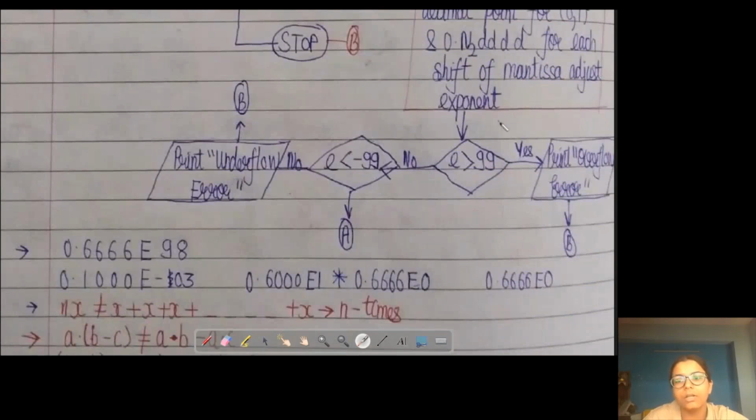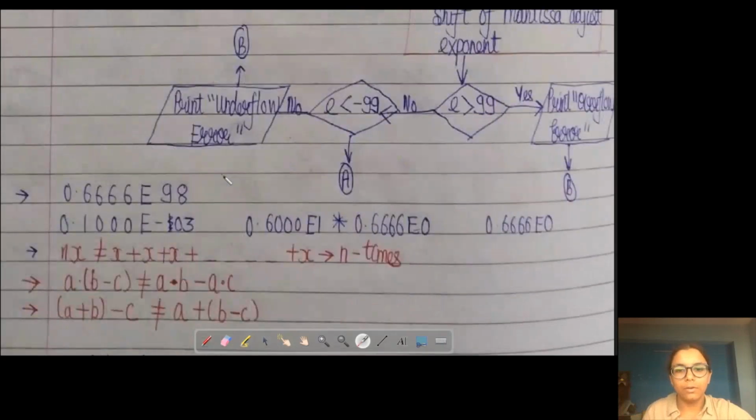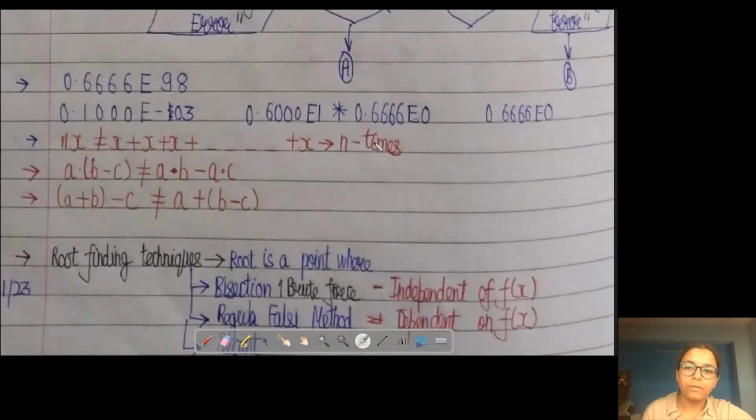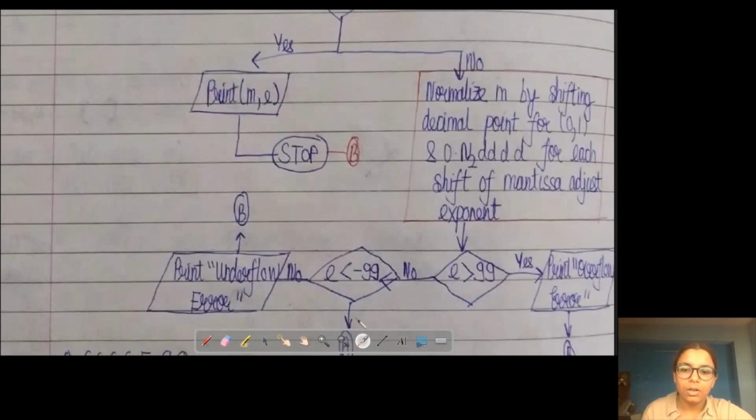Now, if the exponent is greater than 99, again we have to print the overflow error. And if it is not greater than 99, it might be less than minus 99. In that case, we would just print the underflow error, and that's how we would go for the multiplication part of the question.